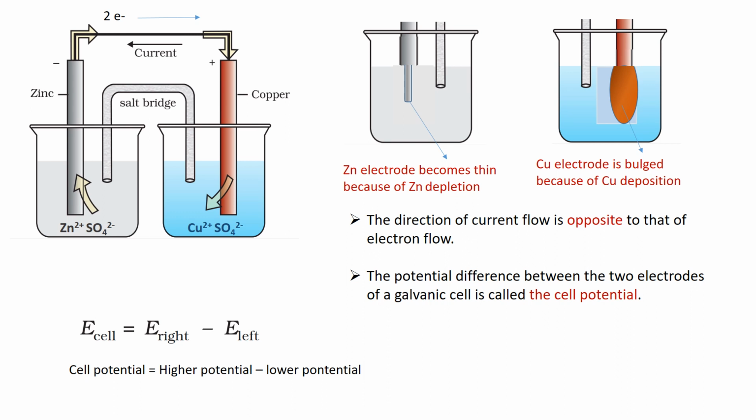Not only for this, when the salt bridge is connected, the circuit will be completed, else the circuit will not be completed. If the salt bridge is not there, then it will be an open circuit. If the salt bridge is present, then it will be a closed circuit.